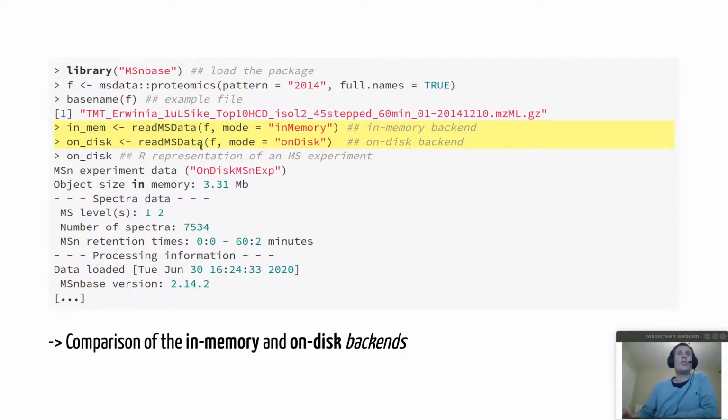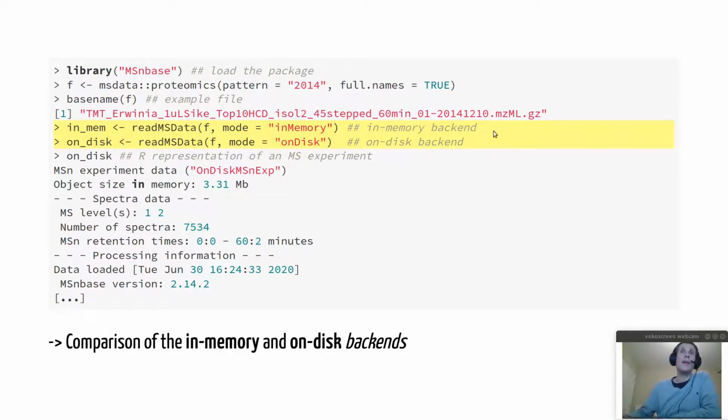This representation is called an MSnExp object, or a mass spectrometry experiment. In the example here, I read a single file, but the function can read and handle many files. So the two important lines here are those that are highlighted. And this function can be used in two ways. The first one here, with mode equals inMemory, loads everything, that is the raw data and the metadata, into memory. And this is referred to as the in-memory backend.